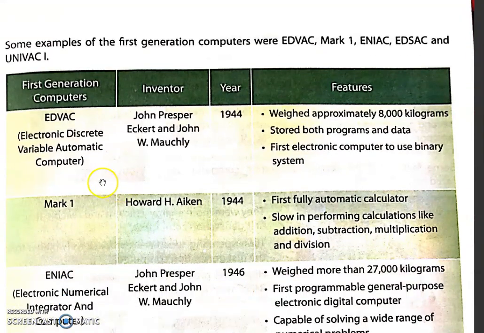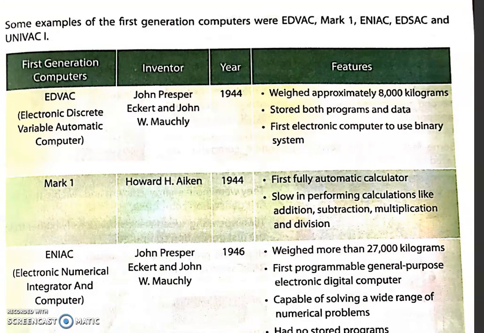Now some examples of first generation computers were EDVAC, Mark I, ENIAC, EDSAC, and UNIVAC. Let's quickly go through them. First, EDVAC. EDVAC stands for Electronic Discrete Variable Automatic Computer. Its inventors were John Presper Eckert and John W. Mauchly. It was invented in the year 1994.